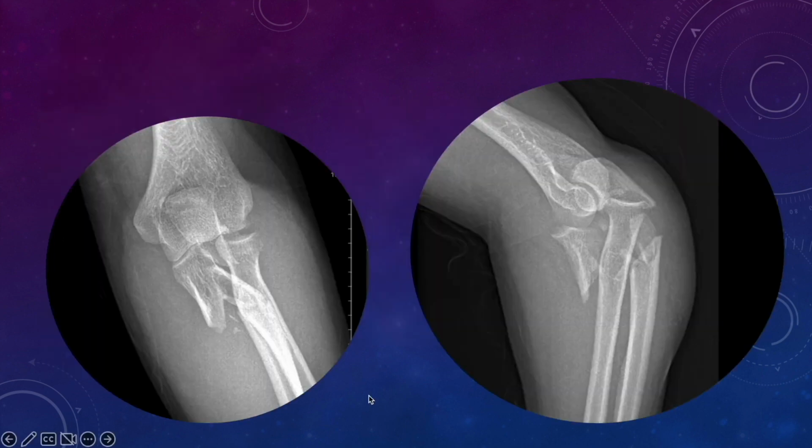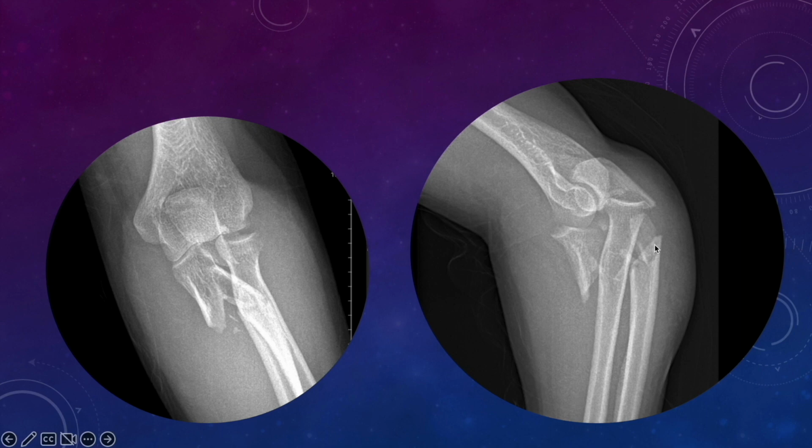Now another case in which there is a comminuted fracture of the proximal ulna. There is a separate chunk of the coronoid, there is a separate chunk of the olecranon, and the radial head is dislocated posteriorly, and there is extensive metaphyseal comminution which is extending into the diaphysis.